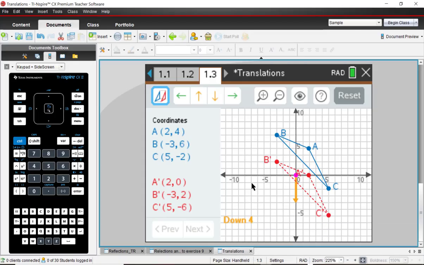And moving along to 9A, I'll reset. We're going to translate triangle ABC to the left 1, 2, 3 units, and up 1, 2 units. So I'll translate that, and this is the result we're getting. So you should now be able to finish number 9.